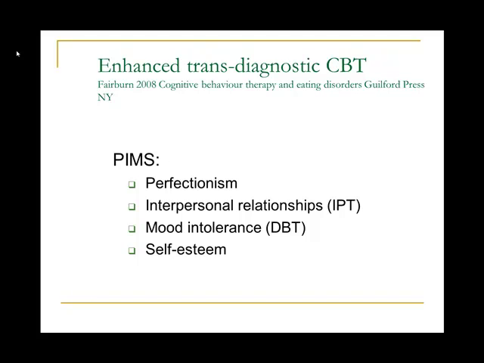Also, cognitive behaviour therapy has been enhanced by various additional modules. This is one example from Fairbairn's manual, where he's added in sections on addressing clinical perfectionism, sections on improving interpersonal relationships using interpersonal psychological therapy approaches, sections on mood intolerance using approaches from dialectical behaviour therapy that we talked about in Campus Learning Week 1 or earlier in the year, and also on how to improve self-esteem.